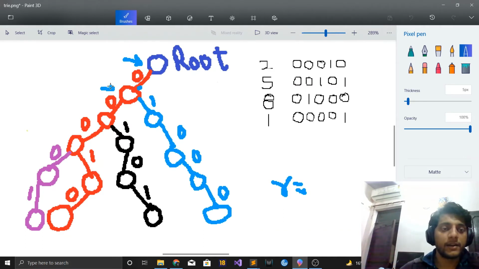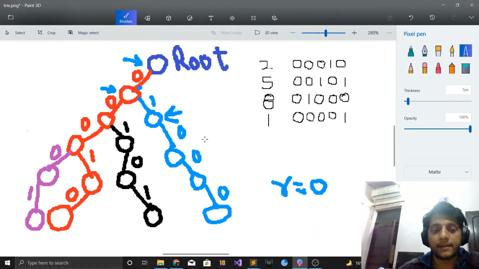Now our current node will become this one, and we see that the first bit in our result is 0. Why is that 0? Because I XORed this 0 with this 0. Now the second bit is 0 in 2, so we'll see if this particular node has a child with bit 1. It has it, that is this one. So our current node will become this, and we'll set the second bit as 1 in the result.